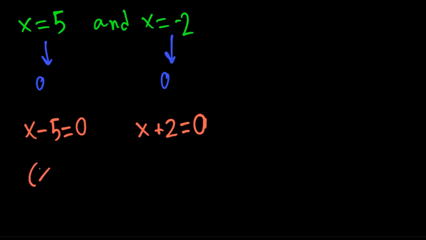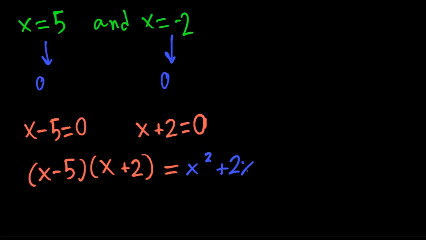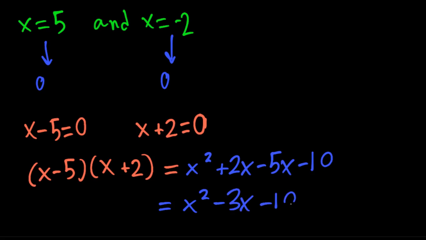And now we can multiply them out. So we have the two factors. And to get the quadratic equation, we simply multiply them. So let's do that. x times x is x squared. x times 2 is 2x. Minus 5 times x is minus 5x. And minus 5 times 2 is minus 10. And tidying that up, we get x squared minus 3x minus 10.